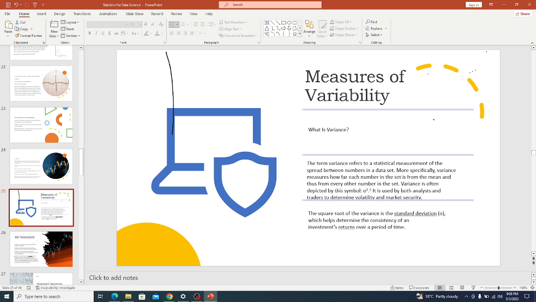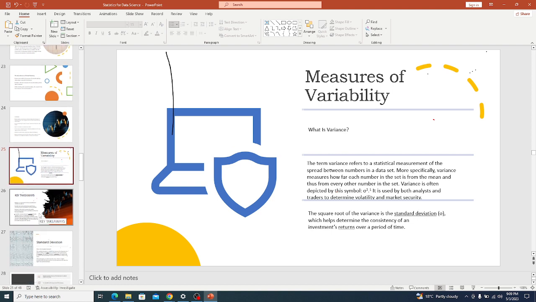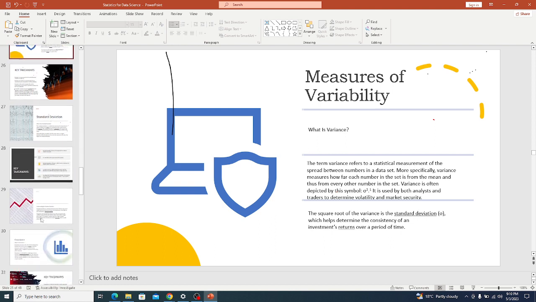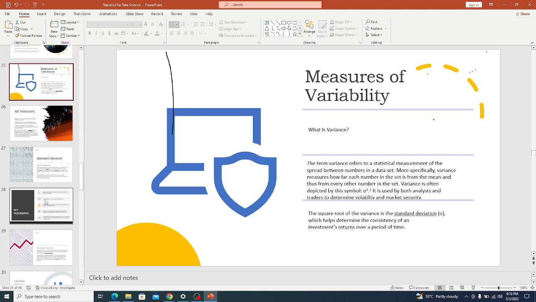Good. Let's now go to measures of variability. Otherwise, before we start on the measures of variability, I'm going to give room for questions. You can ask questions.